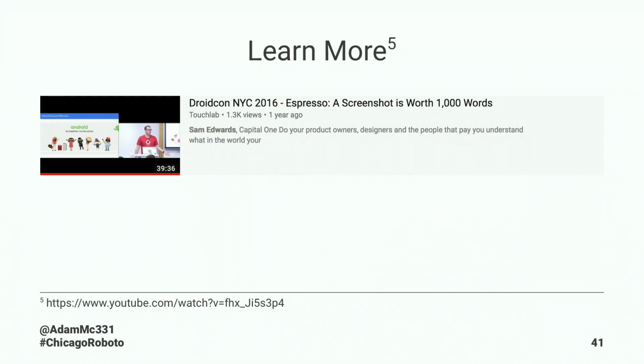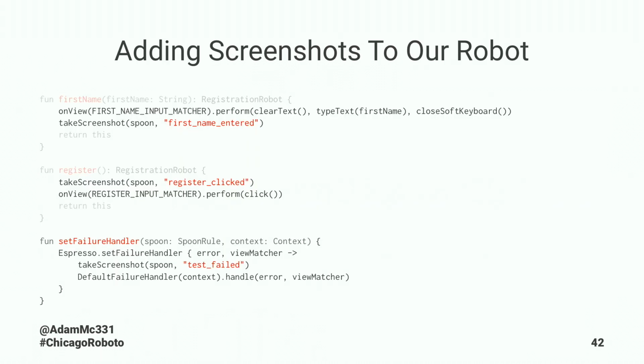So to circle back around, I kind of went on a tangent to run through screenshots really quickly, but how does that relate to the robot pattern? Well, in the slide where I told you when to take screenshots, that becomes really easy to add because we already have every step of our test broken out into a robot. So I can go into the first name method and I remember, oh, we take a screenshot after an action. So I just have to plug in my take screenshot method right after I enter the first name. And sure, it's a little tedious because I have to go through and do it to every method, but at least my methods are already broken out by step, right?